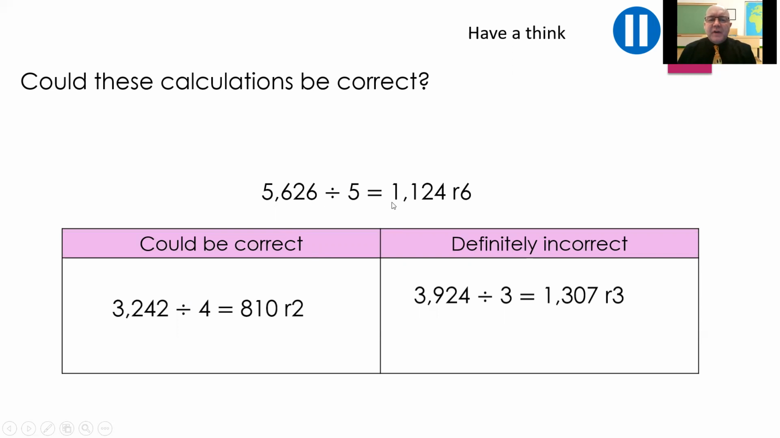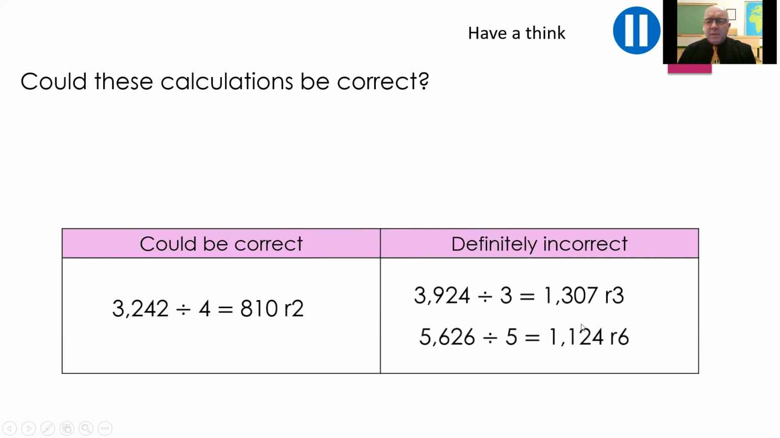5,626 divided by 5. Could it be 1,124 remainder 6? Now, I hope right now you are screaming at your computer screens, no, it couldn't be. Of course it couldn't be, because our remainder is bigger than our divisor, than the number we're dividing by. And that's impossible. We can't have a remainder bigger than this number.